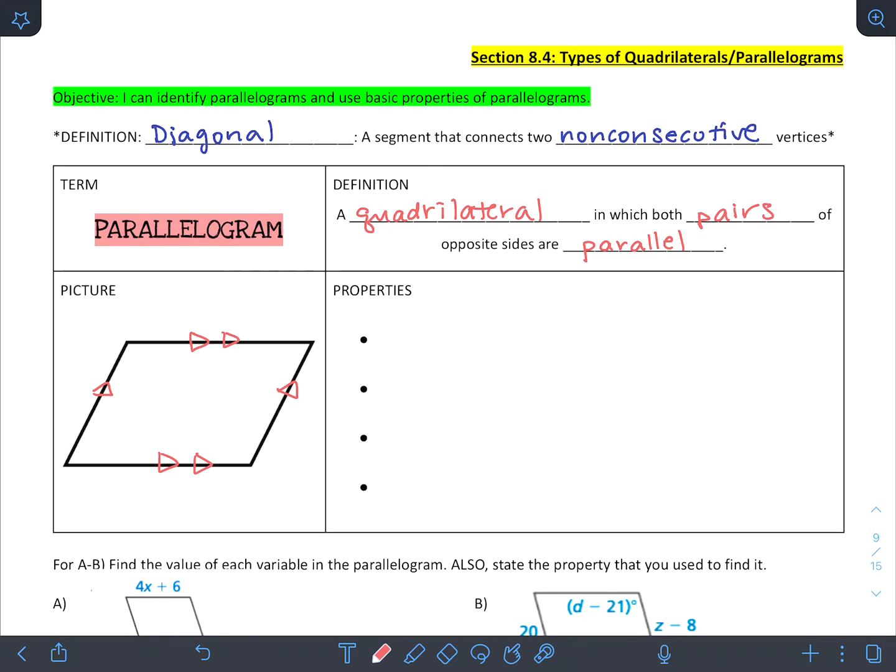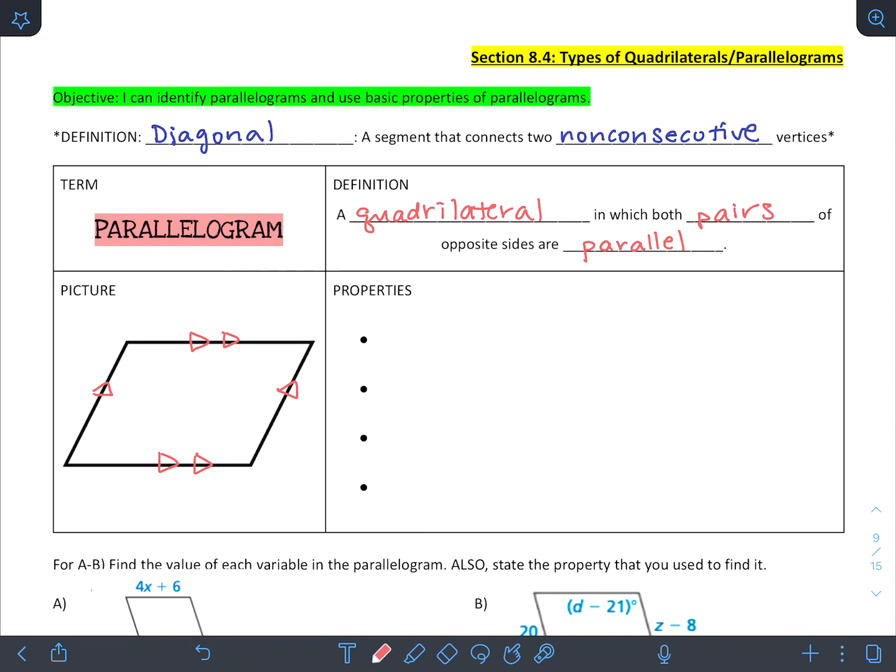So we do have to have different numbers of triangles on this figure because the sides on the left and the right are not parallel to the sides on the top and the bottom. The opposite sides are the ones that are parallel to each other. They're not all parallel to each other, or we wouldn't have a polygon. And then we do have some properties, and again, as we go, we're going to continue labeling the picture.